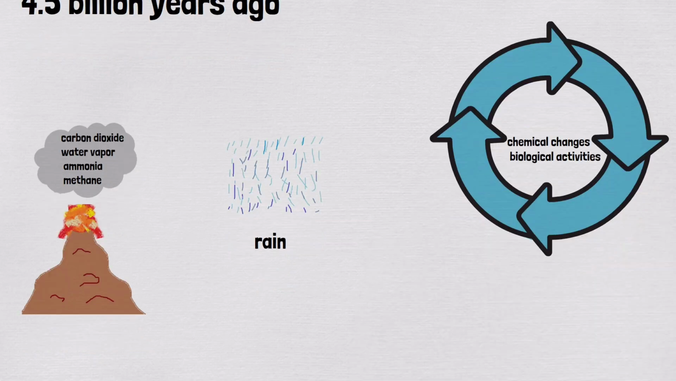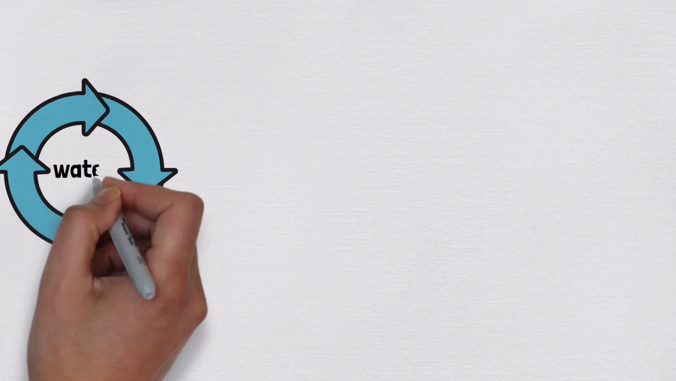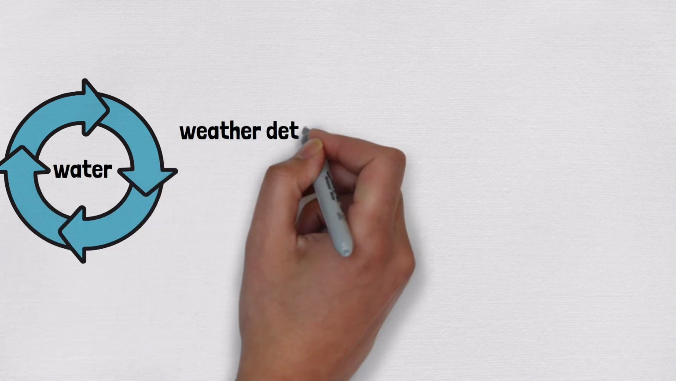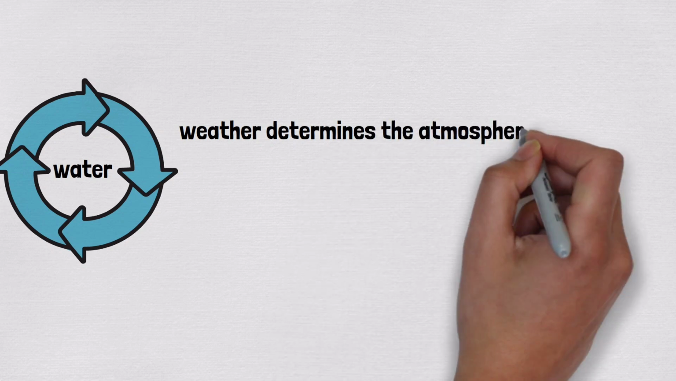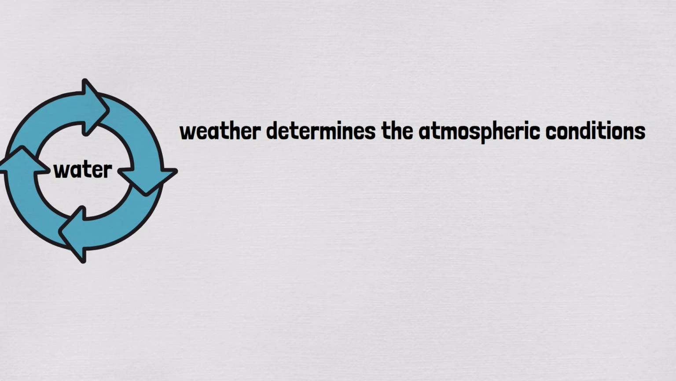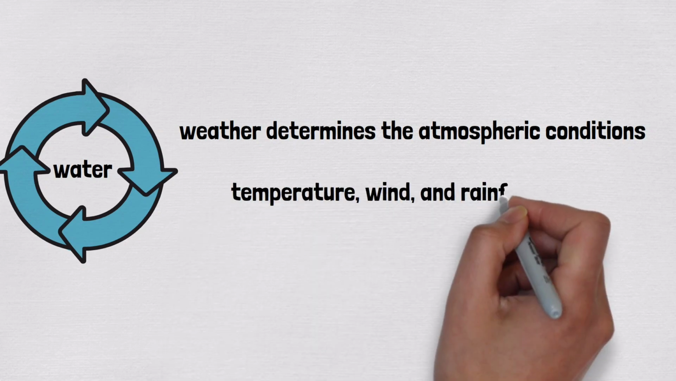The water cycle. Water is a key component of the water cycle and spends a significant amount of time in the atmosphere, mostly as water vapor. All weather changes occur within the Earth's atmosphere. In essence, weather determines the atmospheric conditions at any given place and time, including temperature, wind, and rainfall. The long-term average of these weather changes defines a region's climate.